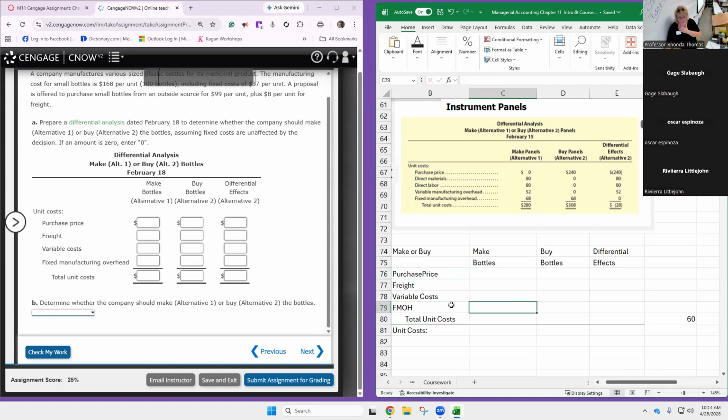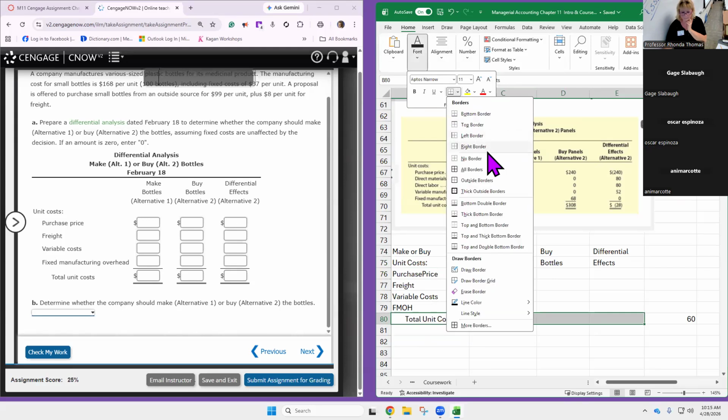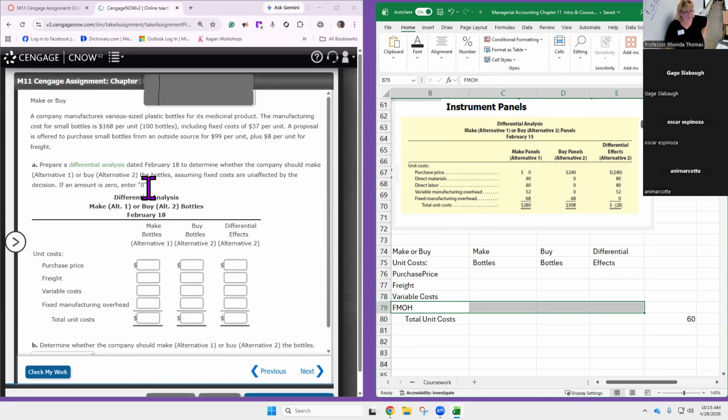Okay, so I'm going to put a line here. Put that up here. All right. So now we are ready. So we'll have unit costs, total unit costs, as our equation. That's what we're trying to find. So that one's going to go up here. All right. So let's see if we can find out the information about these bottles.